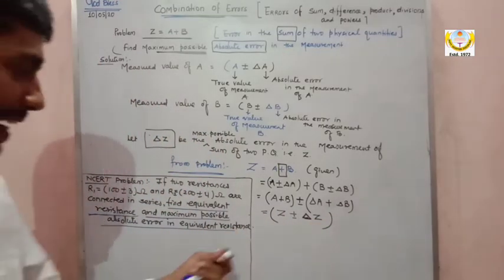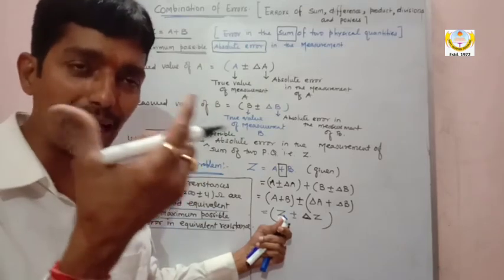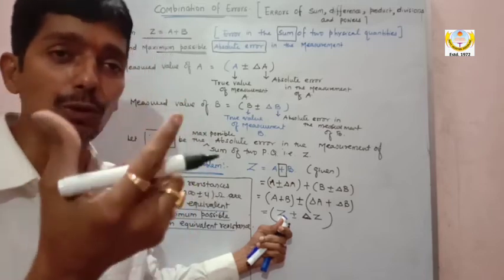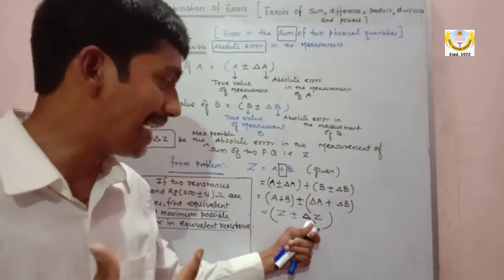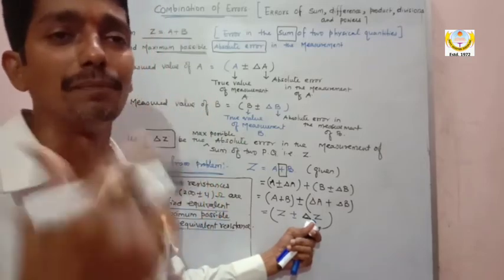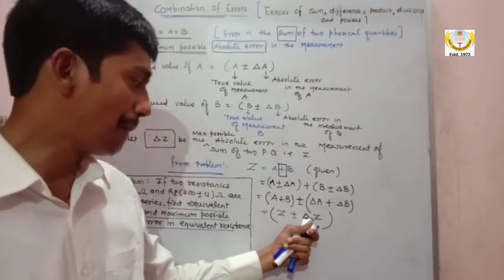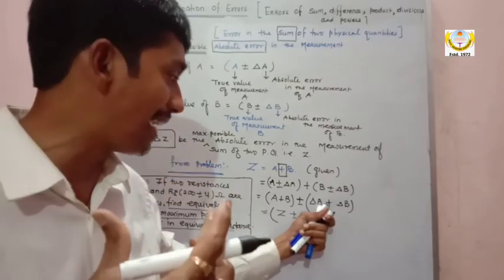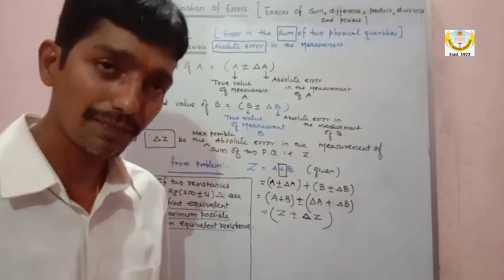So now again here also, Z is the true value of the total sum of the physical quantity. And delta Z is the absolute error of that total sum. And therefore this is called maximum. Now here, because this delta Z is the maximum, I have added the two errors. Of course the answer will be the maximum error.